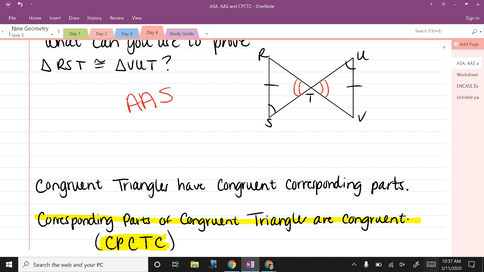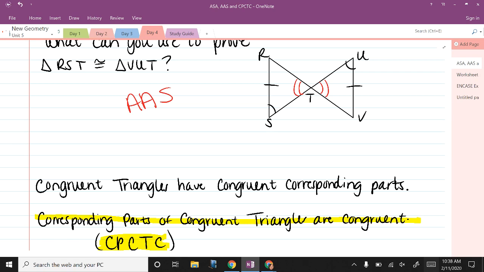Memorize it. CPCTC means corresponding parts of congruent triangles are congruent. CPCTC. So you can use CPCTC as a reason when we're doing our proofs. If your final thing you're trying to prove is that an angle is congruent to another angle or a segment is congruent to another segment. Okay, so what we're doing in this unit is proving theorems about triangles. All right, so another way we can do that, if we're proving that specific angles or segments are congruent, is to use CPCTC. Corresponding parts of congruent triangles are congruent.